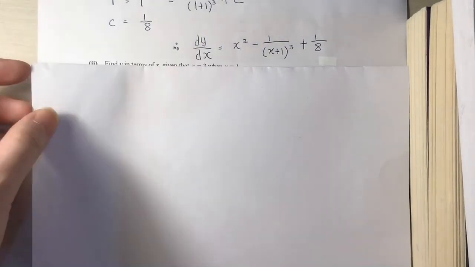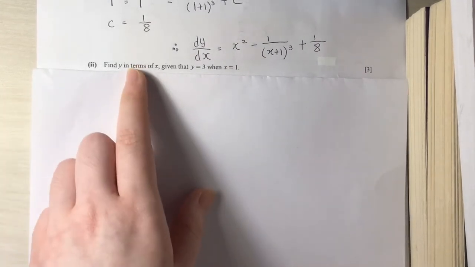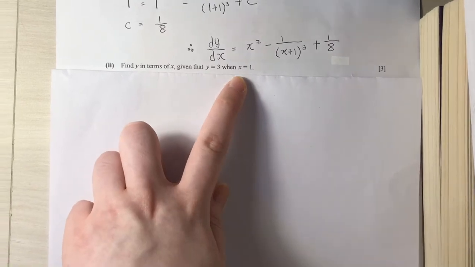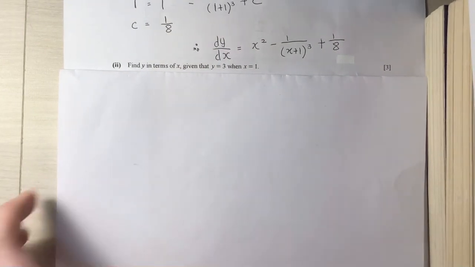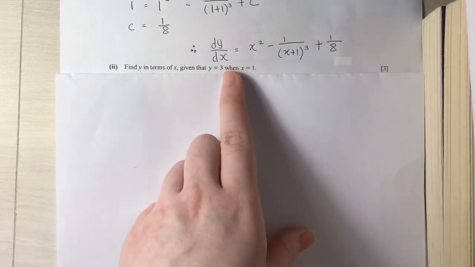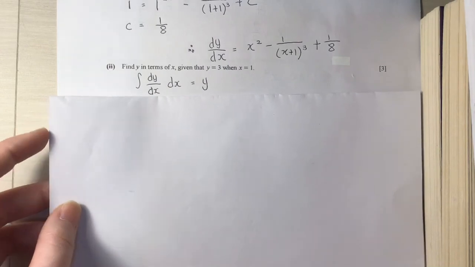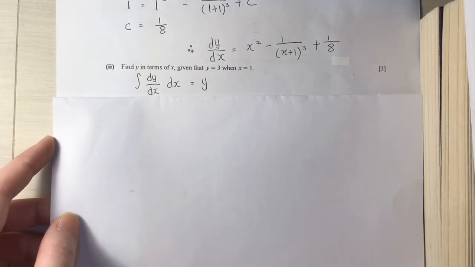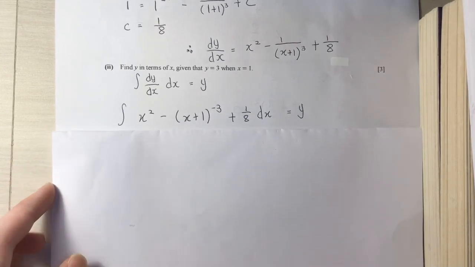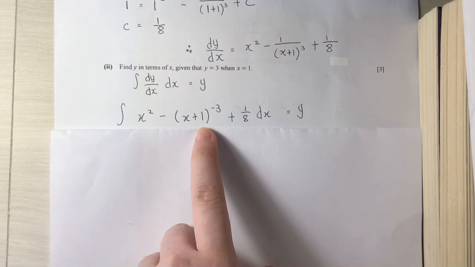Then we proceed on to the second part of the question. Find y in terms of x, given that y equals 3 when x equals 1. Really similar to the first part, we have to integrate dy over dx again. So we integrate dy over dx, we will get y, let the examiner know. Then we proceed on to rewriting this into this form.